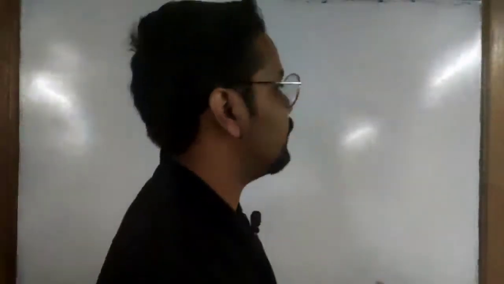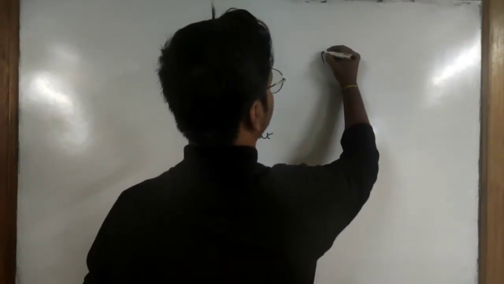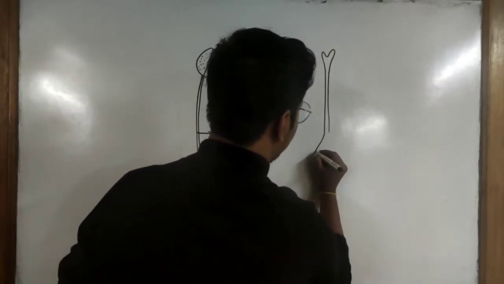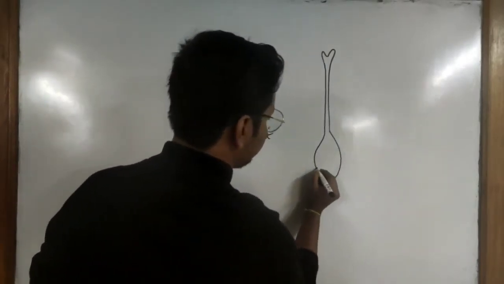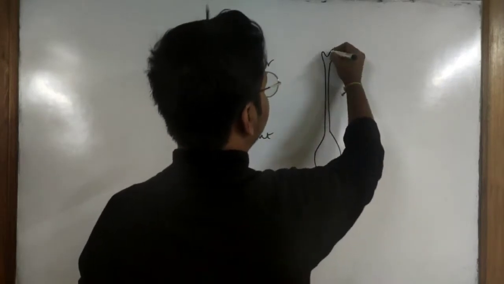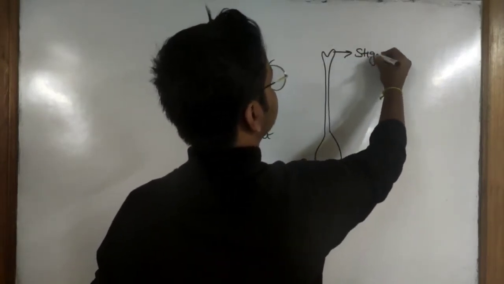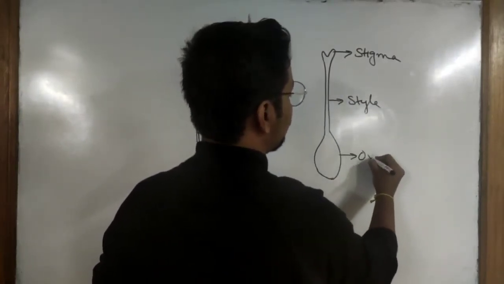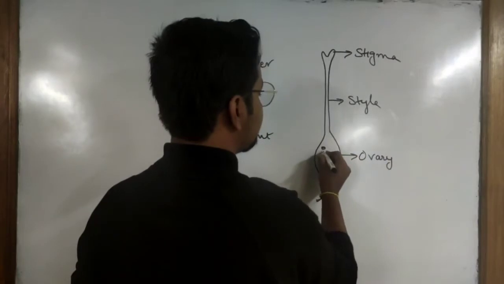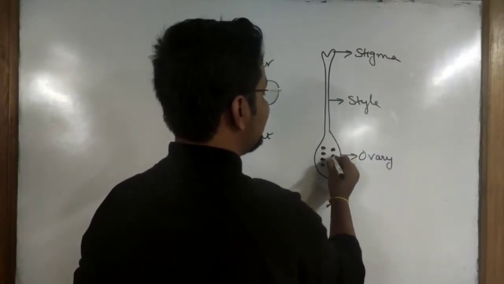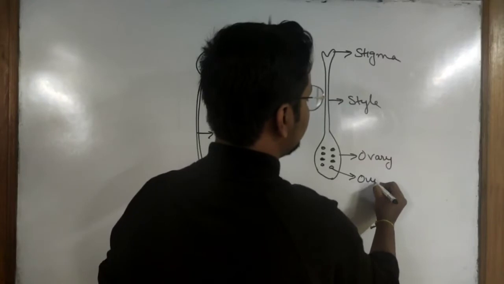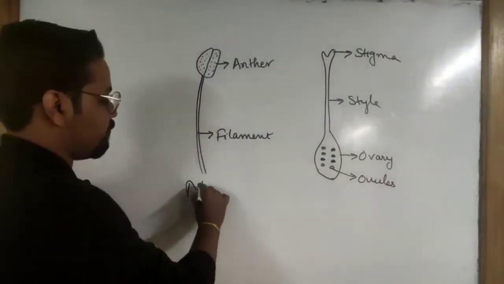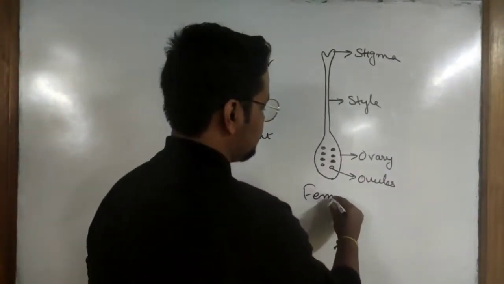Now what are the parts of a carpel? If you look into the parts of a carpel, it goes something like this and then develops into a bulge at the bottom. This part is called the stigma, this is the style, and this is the ovary, and the ovary contains some small seed like structures called the ovules, which we will look into in a few minutes. So these are the two. This is the male reproductive part and this is the female reproductive part.